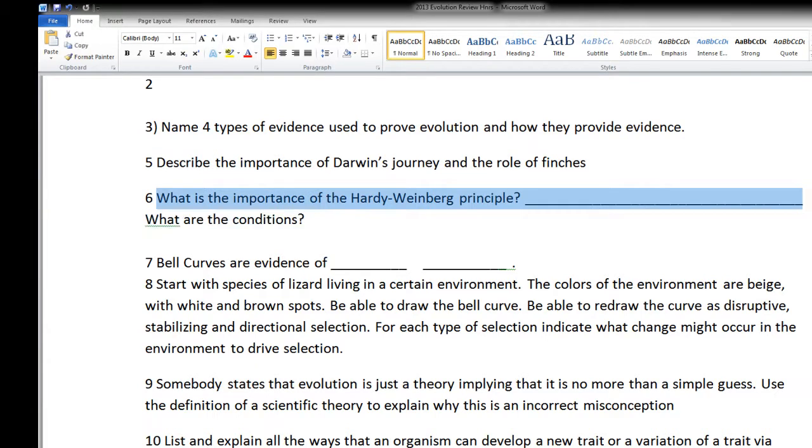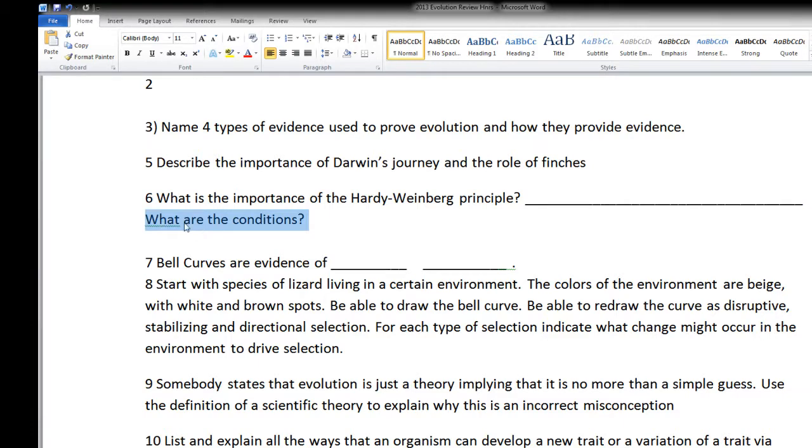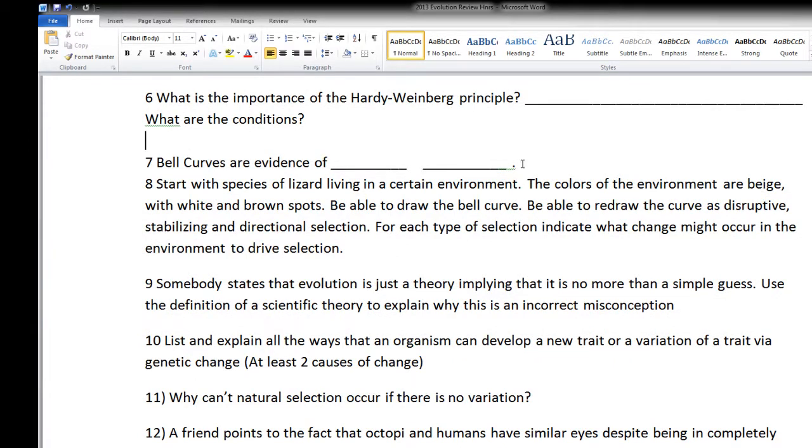Hardy-Weinberg, that was something we recently did, I think in one class, but not the other. The other class, I think, does it next time. So you should have this in your notes. I'm not going to spoil that because I think the other class still has to go over it. But it's right in your notes, conditions, importance of it. Bell curves, evidence of natural selection. Shows you which type of trait is surviving more than the others.